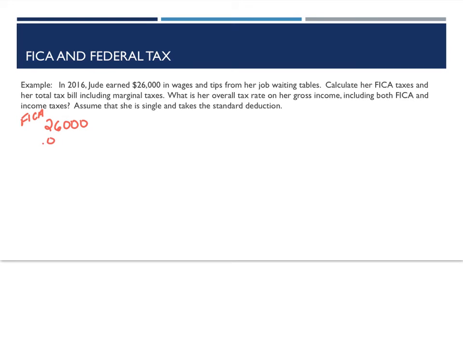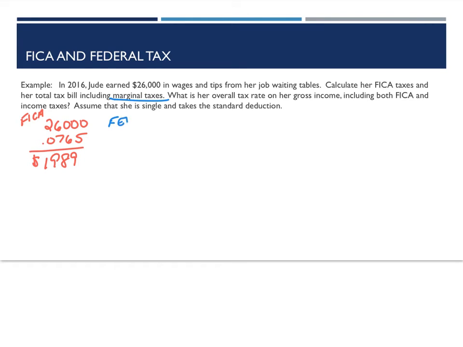You don't get to adjust that income in any shape, form, or fashion. We're just going to multiply it by 0.0765, and you paid FICA tax of $1,989. Now, the second thing we want to find, when it says marginal taxes, those are her federal income tax.